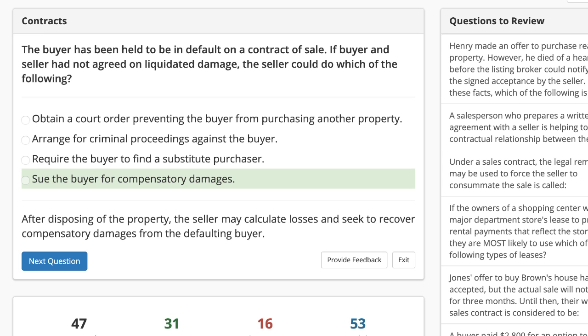The easy one to confuse it with is B, arrange for criminal proceedings against the buyer. Can anybody tell me what the immediate clue is here? Why that would absolutely not be? And R.A. Smoot kind of clued into it with criminal. Anybody have an idea?